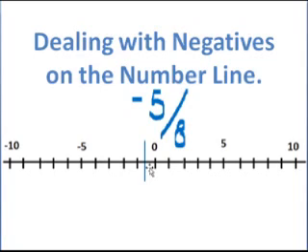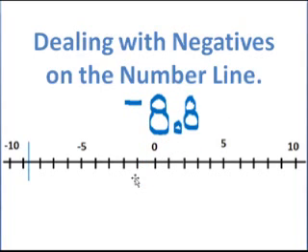All right, negative 5/8 would be smaller than 1. 5/8 is smaller than 1, the fractional form there. It's negative, so we're going to the left of 0 on the number line, and we're not quite to negative 1. So negative 5/8 would be about here on the number line. All right, negative 8/8. Well, here's negative 8. Negative 8.8 would be over here.